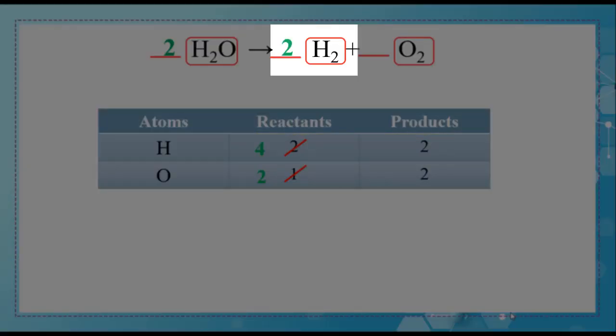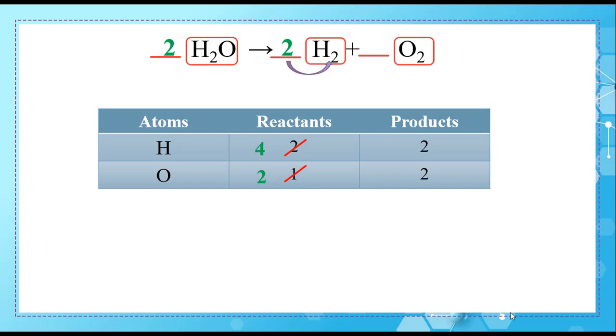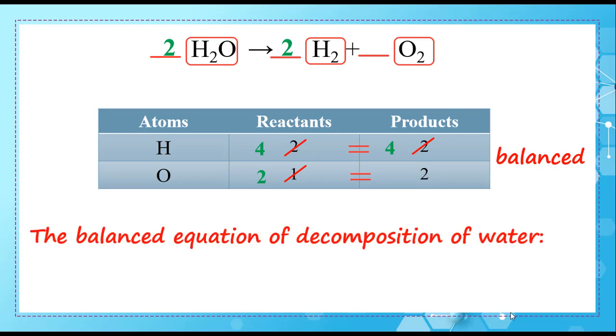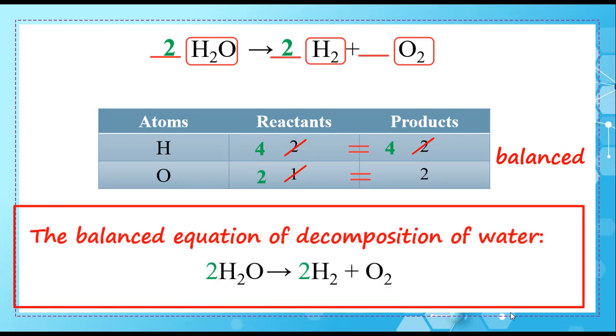By adding coefficient 2 in front of H2, the number of hydrogen atoms in the product will change into 4. By comparing the two sides, we can observe that we have the same number of each type of atoms on both sides of the equation. So this chemical equation is balanced. The balanced equation of decomposition of water is 2H2O decomposes into 2H2 plus O2.